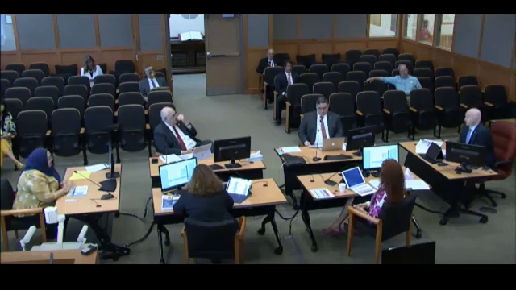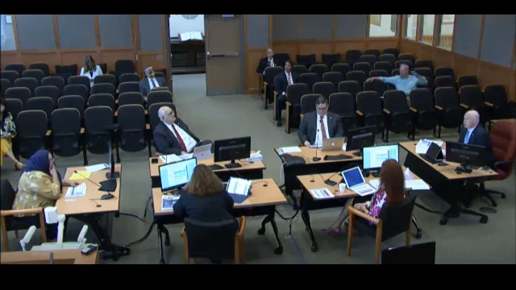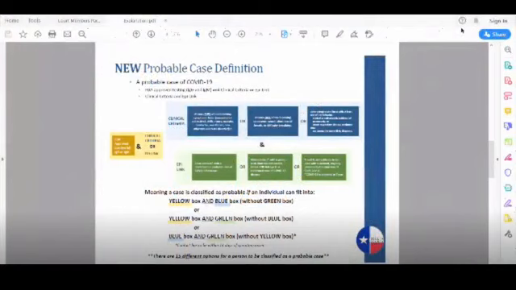If you'll go back one, Mr. Billiou, as it's displayed there on the chart, the yellow box, the blue boxes, and the green boxes. If you have any 2 of those 3 colors, then you will meet the definition of probable. In the yellow, if you have a positive IgG, IgM, or AG test, any of the antibody tests, that satisfies that. Then the blue is the different clinical criteria, and in green, the epidemiological linkage criteria.